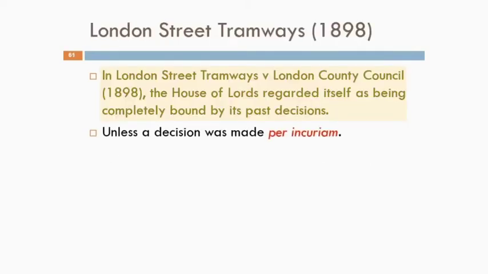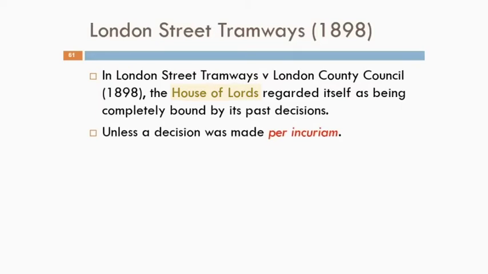So we're going to start our discussion with looking at London Street Tramways 1898. And this case is a House of Lords decision. And in this case, we were told by the House of Lords that the House of Lords was not able to depart from its past decisions.